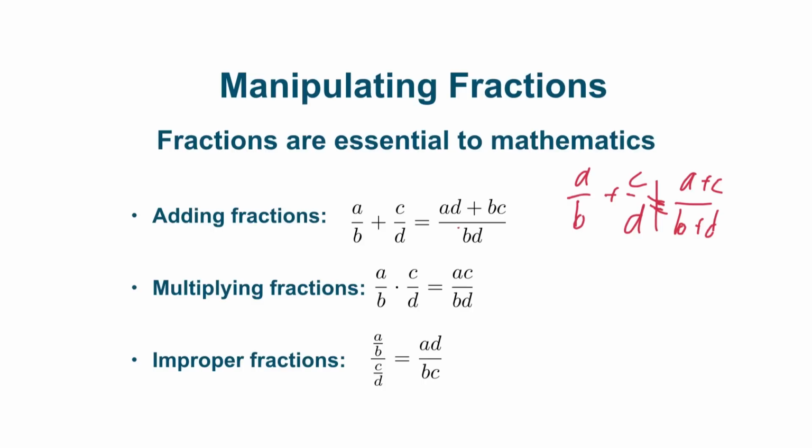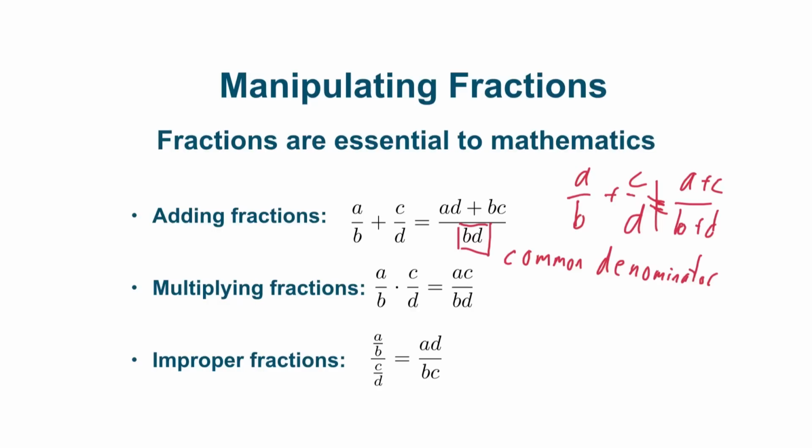That's what we call this b times d, is a common denominator. So what I do is I take a over b and multiply top and bottom by d. And I take c over d and multiply top and bottom by b. This gives me b times d as the denominator for both of them, and only then can I add. Only once I've found this common denominator. Till then, it makes no sense.